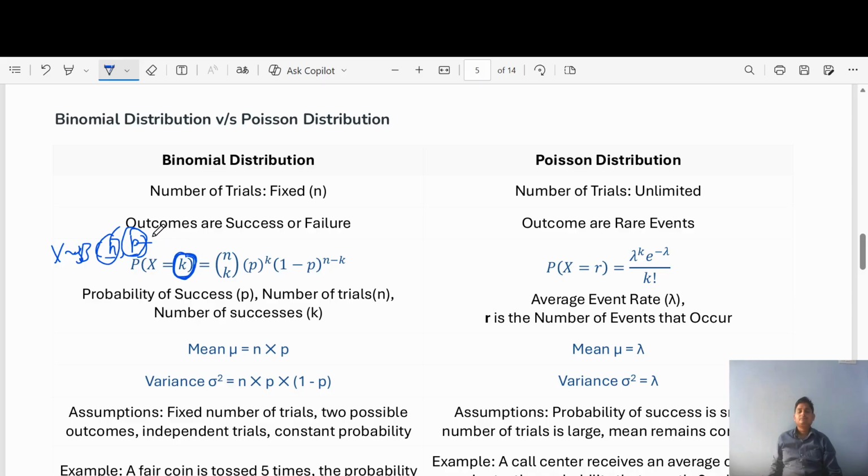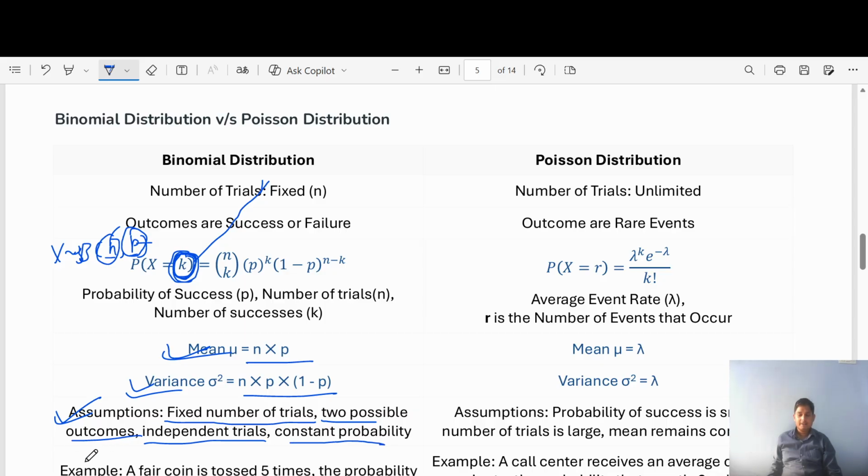If the probability of success is given and n events occur, then the probability of k successes is given by the binomial distribution. The mean of the binomial distribution is np, variance is np(1 minus p). What are the assumptions? A fixed number of trials, two possible outcomes, independent trials, and constant probability.